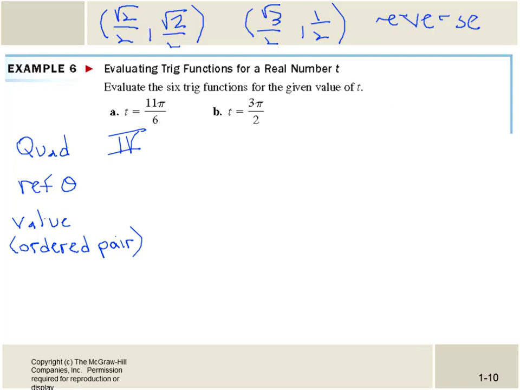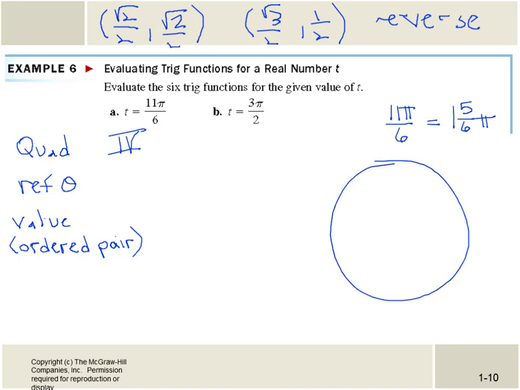Well, 11 pi over 6, turn it into a mixed number, and we get 1 5/6 pi. If we look at a circle, here's 1 pi, here's 2 pi, here's, I'll just write it as 1½ pi just for the moment. We don't call it that, we call it 3 pi over 2, but I'll just write it as 1½ pi.